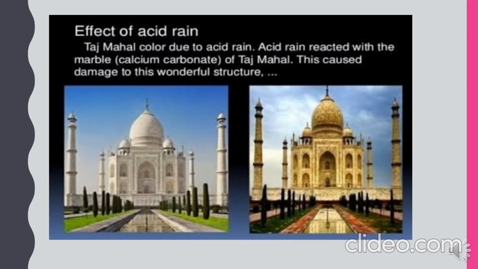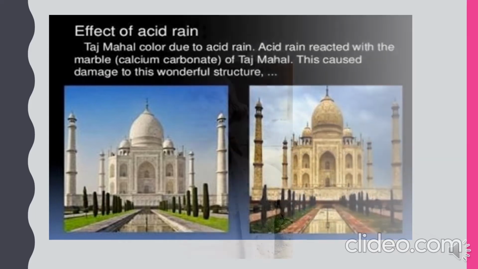In picture 1 you can see the Taj Mahal in the past, and in the second picture you can see that the Taj Mahal is suffering from the effects of acid rain. Destruction.